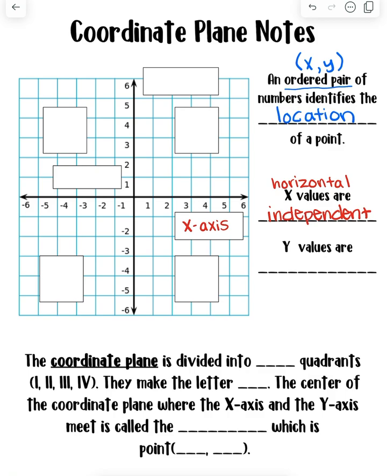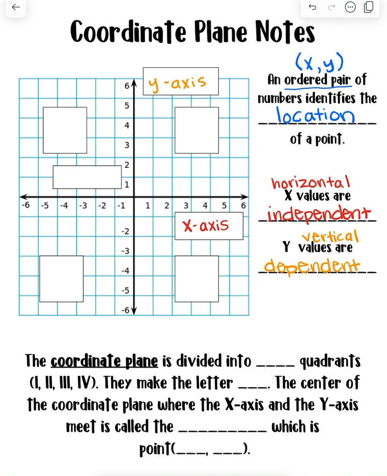The next thing we have is the y-axis. The y values, we call those dependent values. Dependent. And those are my vertical values, so the up and down. So that is my y-axis. Again, those are my vertical values because they go up and down. So x is independent, y is dependent, and then we go back and forth, okay?